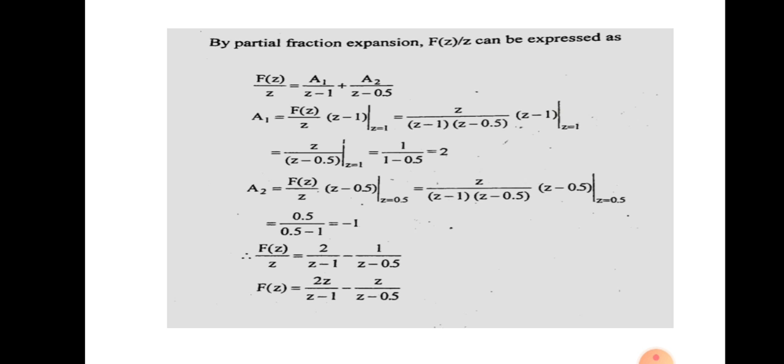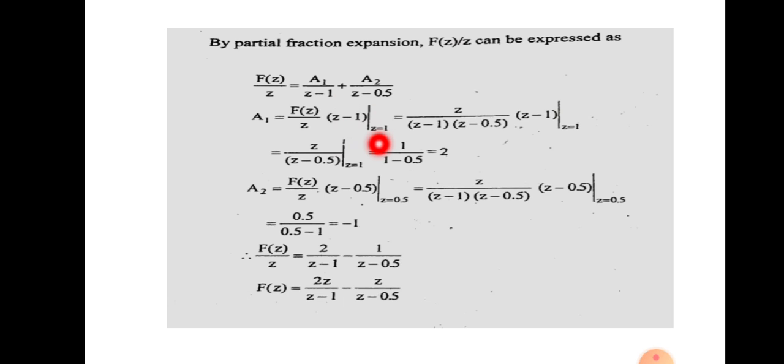So f of z by z can be expressed as a1 by z minus 1 plus a2 by z minus 0.5. Here you want to find a1 and a2. Here the roots are distinct. One root is 1, the other one is 0.5. So you can easily find a1 and a2. A1 is f of z by z into z minus 1 at z equal to 1.